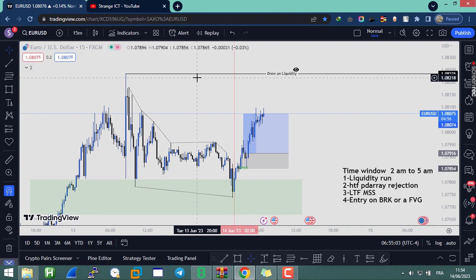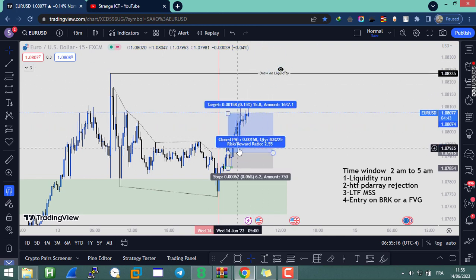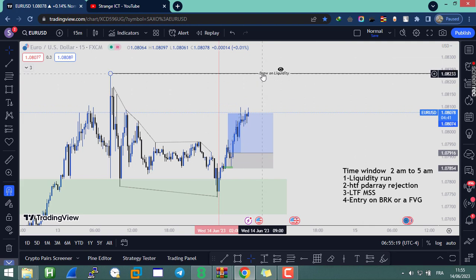Now you can see that I wrote here the draw on liquidity. So I want the price to go here, but that doesn't mean I need to hold my trade all the way to here. Why? Because this draw on liquidity will only give me direction. It will tell me, all right, you only need to take longs from now. Do not take shorts. But that doesn't mean I want to hold the trade from here. That's actually a matter of preference. If you want to hold trades, then do what suits you well.